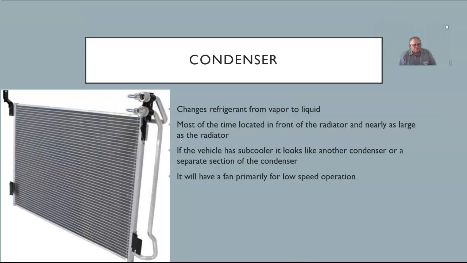And when you look at it, it's hard to identify, but there's typically going to be another section down here. So you'll see a little bit of a break in there, and then it looks just like the condenser continues. But what that actually is, it's going to act like a second condenser, and it's going to, again, remove a little more heat. The more heat that it can remove from the system, the better the AC system is going to work.